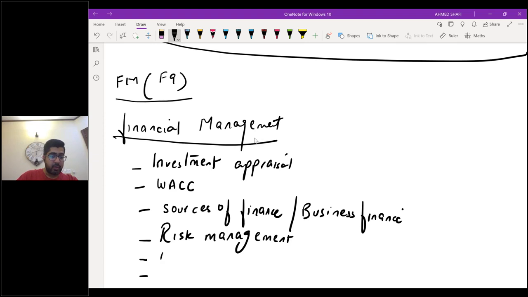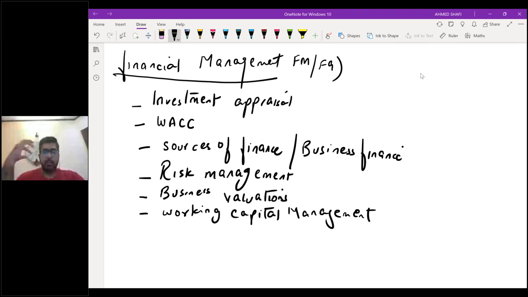Then the area called business valuations, how to value a business. This is the fifth core area. And the last area is related to working capital management, related to inventories, receivables, and stuff like that. So these are basically considered to be the core areas of the F9 financial management exam, and obviously people who are preparing for it might be familiar with this.